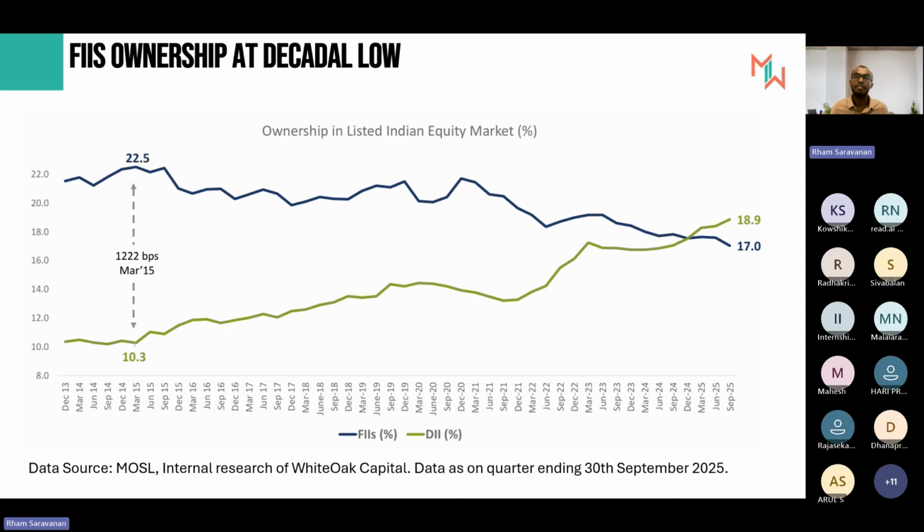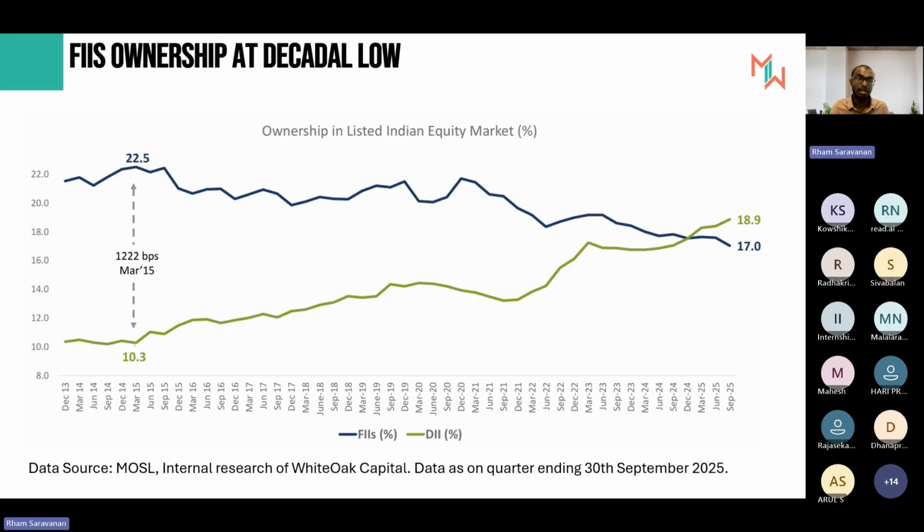Traditionally, the Indian market was heavily dependent on foreign flows. Whenever FIIs sold aggressively due to interest rates, dollar strength, or geopolitical risk, Indian markets used to correct sharply. But what has changed over the last decade is the structural rise of domestic capital through mutual fund SIPs, insurance companies, pension companies, and even retail investors, who have become a strong counterbalance to foreign selling.